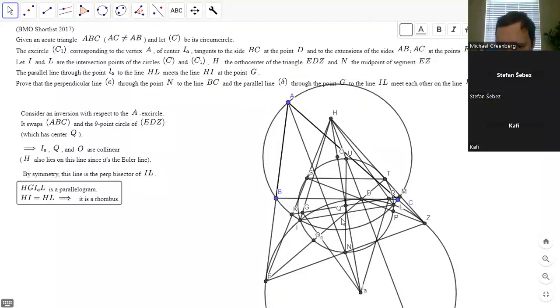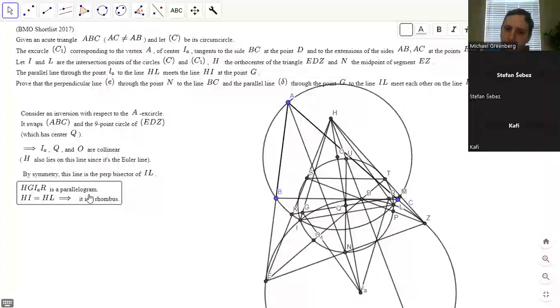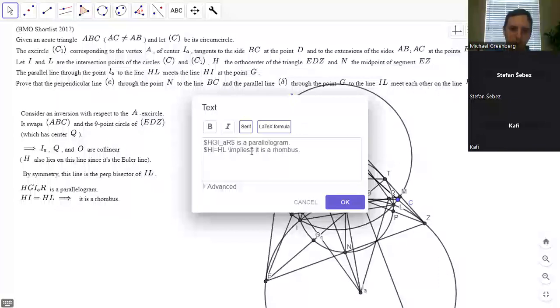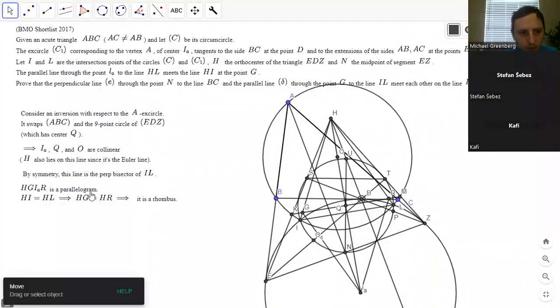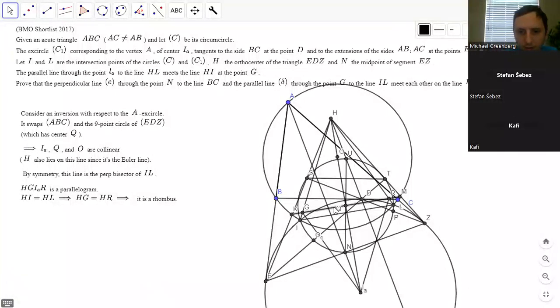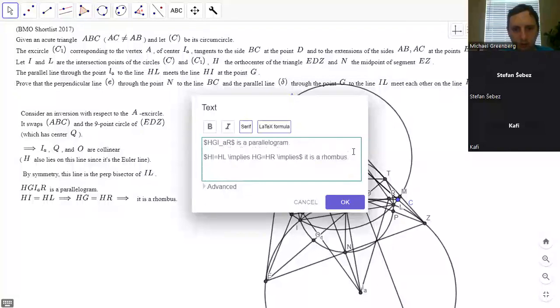For HGIA, I think HGIAR, right? That's really what we wanted. So yeah, HI equals HL implies HG equals HR. I think that should work. And then that means that G, Q, and R. So yeah, I mean, we didn't really know. Well, if this is true, then it implies that G, Q, and R are collinear, I guess. Is that right?